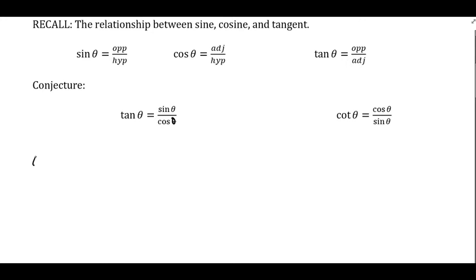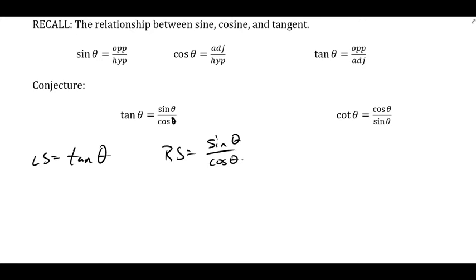So here's what I'm going to do. Left side equals tan theta, and right side equals sine theta over cosine theta. This is a little bit of an abnormal identity proof because we don't usually use SOHCAHTOA as part of the proof. But again, this is just a little mini thing. It's a nice little intro to what we'll do next unit, and it reminds us of some important details about tangent, cotangent, that kind of thing.